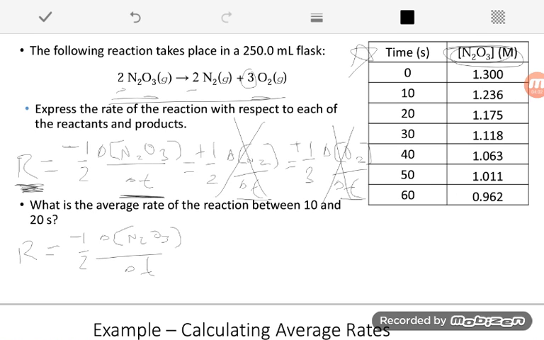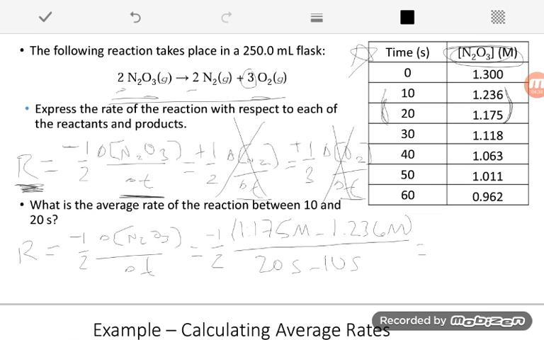So now what I need to do, it wants the rate between 10 and 20 seconds, so I'm just going to pay attention to this part, and I'm going to plug in my information. So I have my negative 1/2 in front. Between 10 and 20 seconds, the concentration change is given here, and I always do final minus initial, so there's a decimal there, 1.175 molar minus 1.236 molar on top. And on bottom, I do the time, final minus initial, 20 seconds minus 10 seconds.